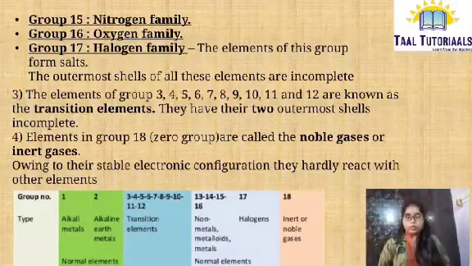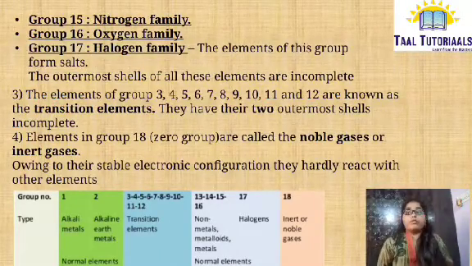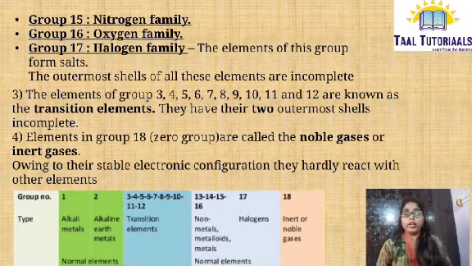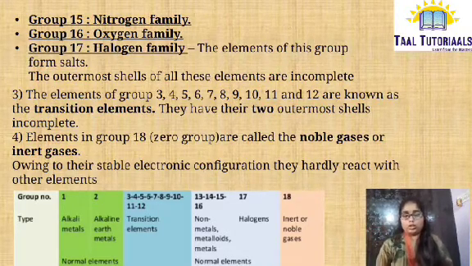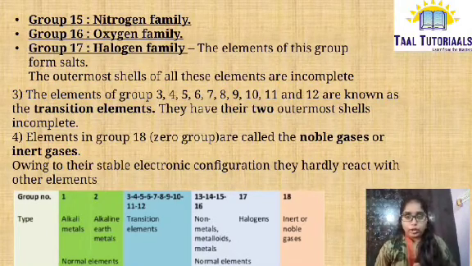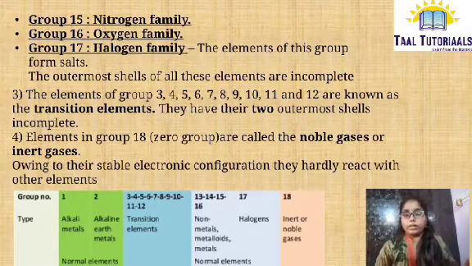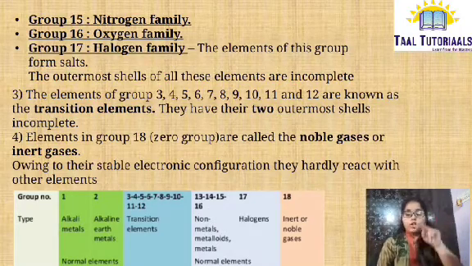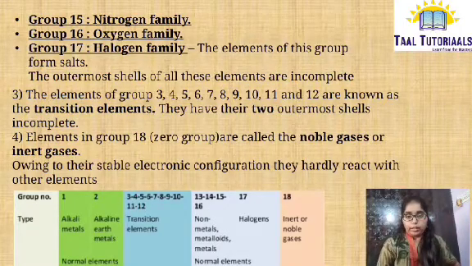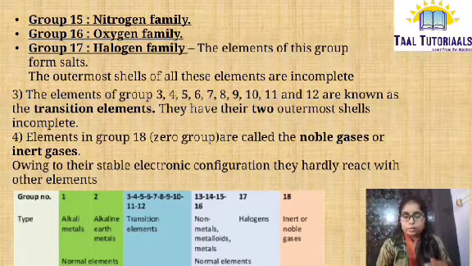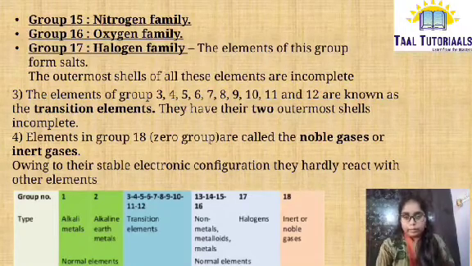Now third, the elements of groups 3, 4, 5, 6, 7, 8, 9, 10, 11 and 12 are known as the transition elements. See, these are the transition elements which come in the middle of the periodic table. Transition elements have the two outermost shells incomplete. In halogens, the outermost shell is always incomplete. In transition elements, only two shells are incomplete.